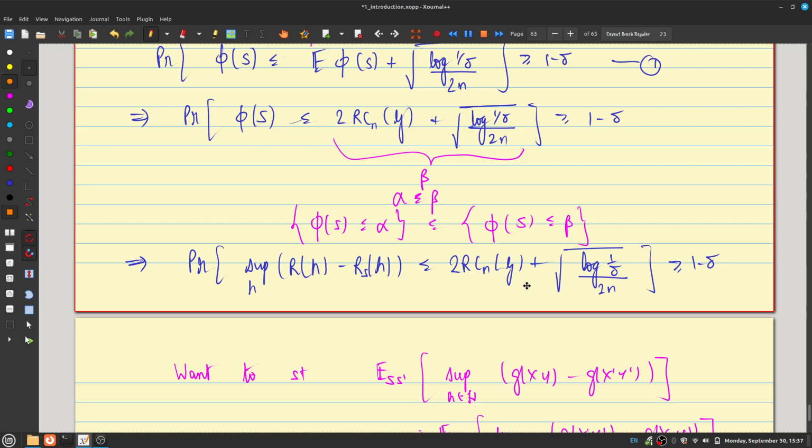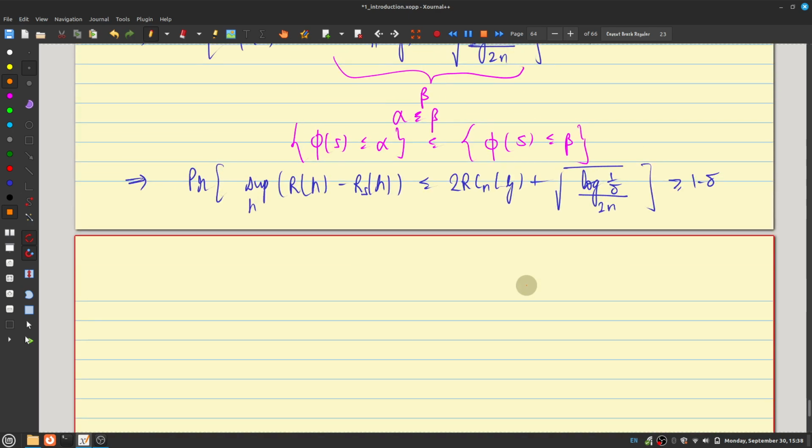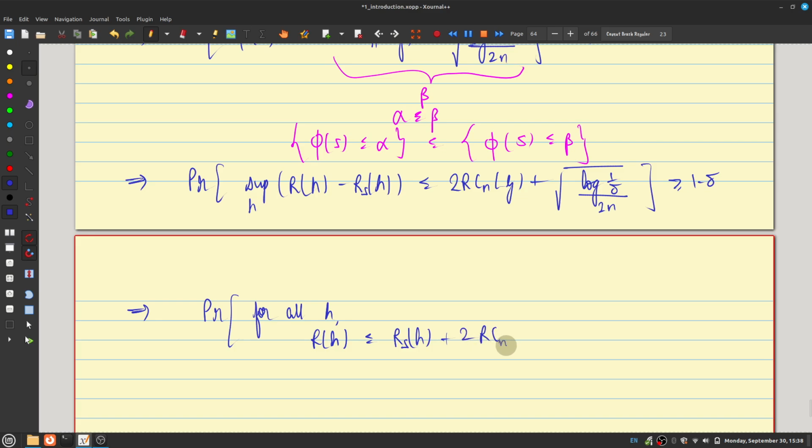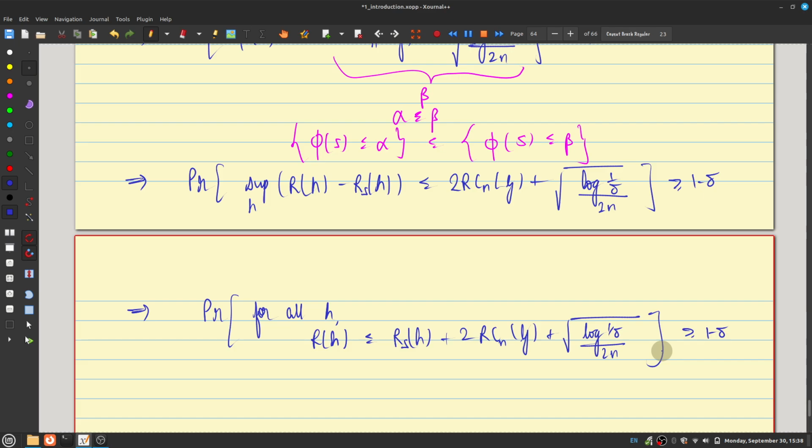Okay, where was I? Fine. So I've shown that this is true, which implies that the probability that for all h, R of h is less than or equal to R_S of h plus 2 times the Rademacher complexity of G plus square root of log 1 by delta by 2n, is greater than or equal to 1 minus delta, right? Which was basically the first part of the theorem that I wanted to prove.